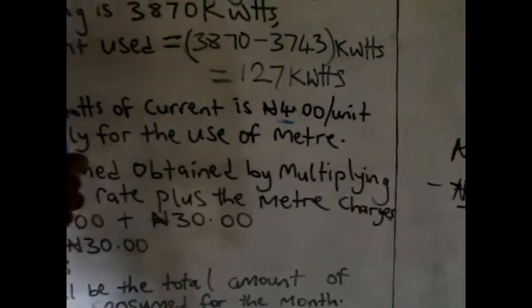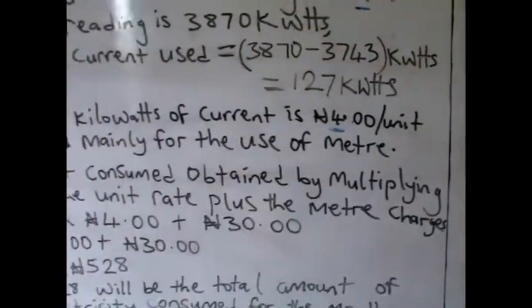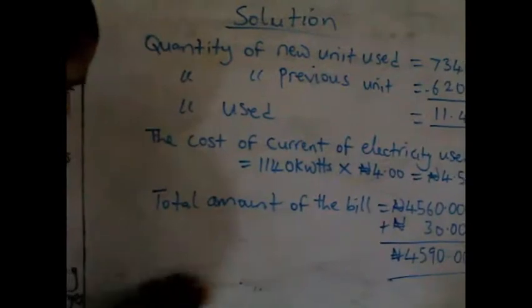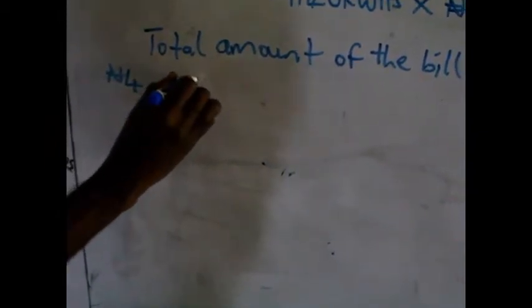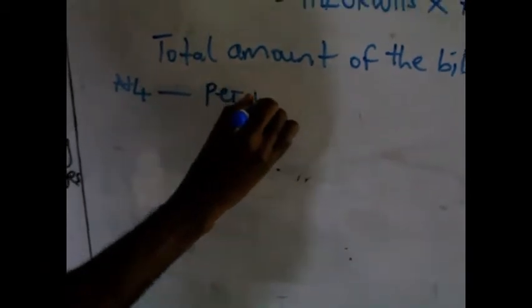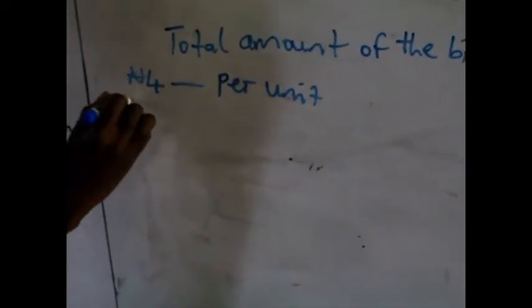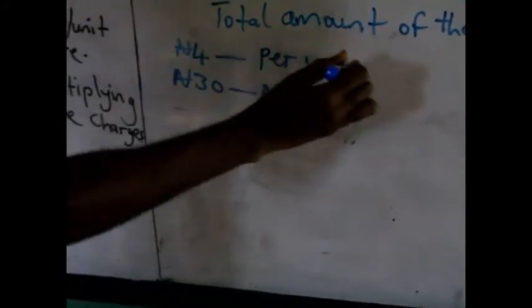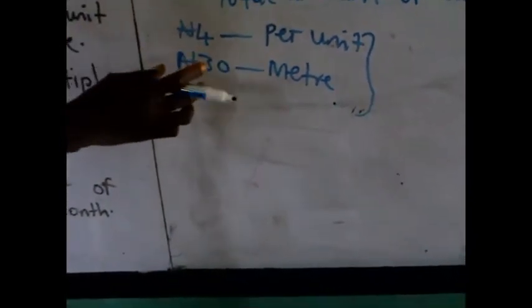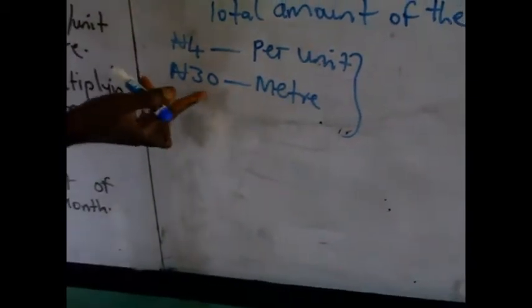The units, let me illustrate it for proper understanding. Please look at what I'm about doing now. They are telling you that 4 naira is charged per unit, while 30 naira is added for the meter. So you should bear this in mind, that for every unit of electric current used, you have to pay 4 naira, and monthly, NEPA will charge you for using their meter, and that is 30 naira.